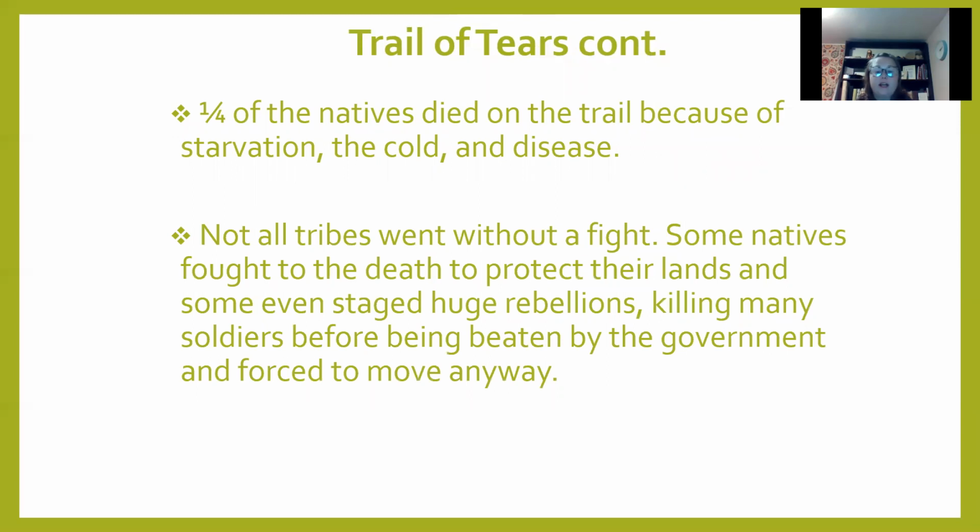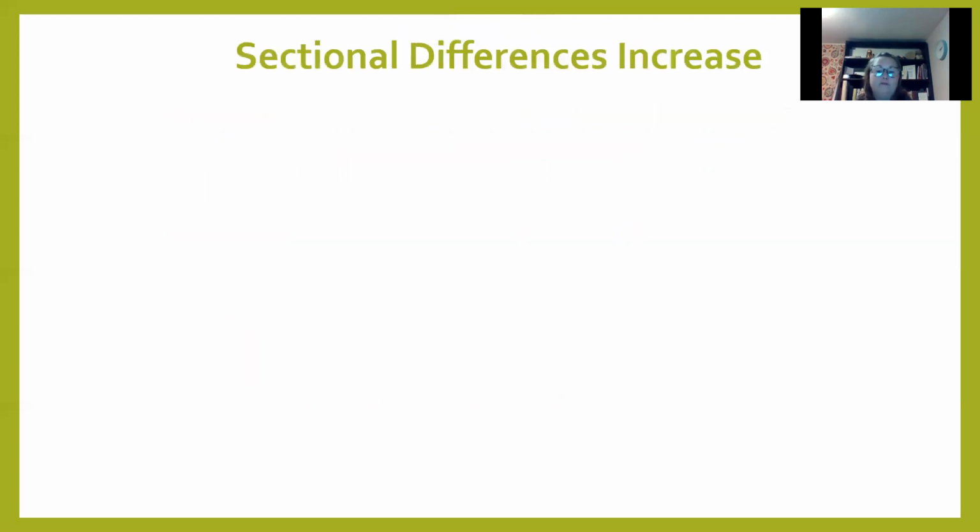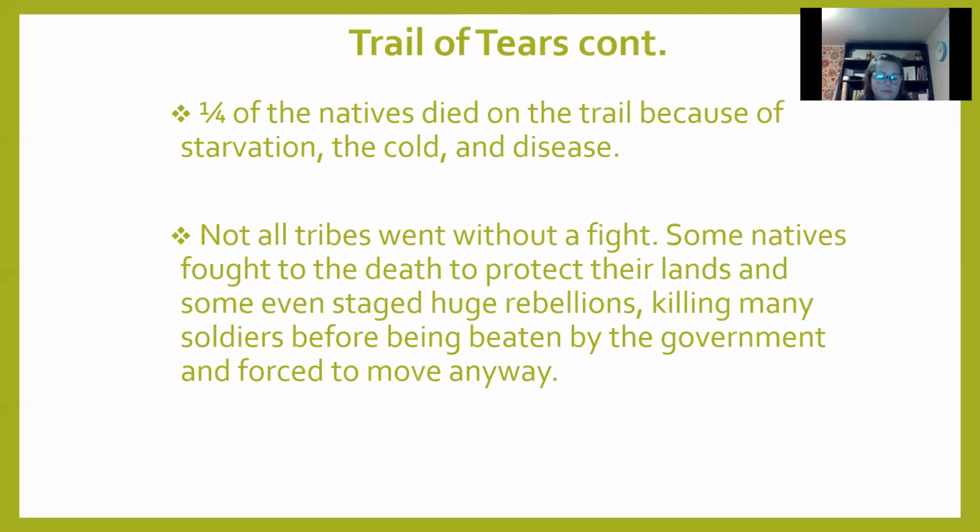Not all tribes went without a fight. Some natives fought to the death to protect their lands, and some even staged huge rebellions, killing many soldiers before being beaten by the government and forced to move anyway. On the march known as the Trail of Tears, many Cherokee died. It's horrendous to even think about this. US troops marched them more than 1,200 miles to the new Indian Territory. Whooping cough, typhus, dysentery, cholera, and starvation were epidemics along the way. Historians estimate that more than 5,000 Cherokees died as a result of the journey.